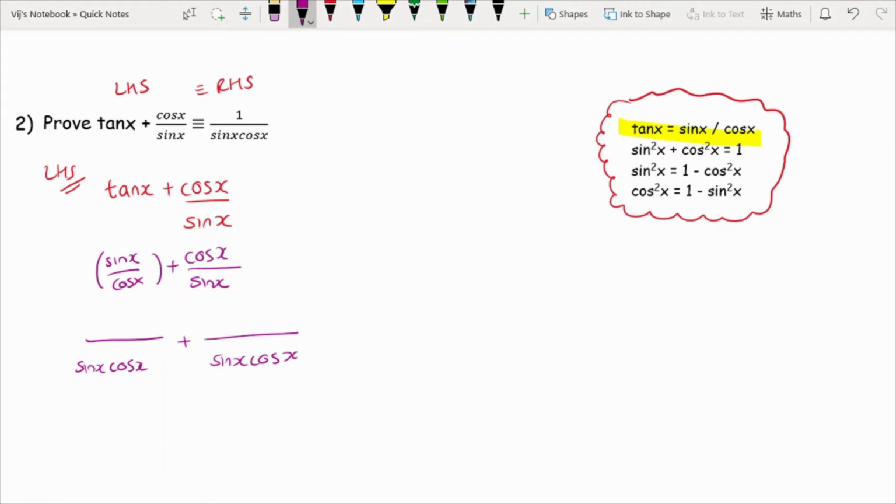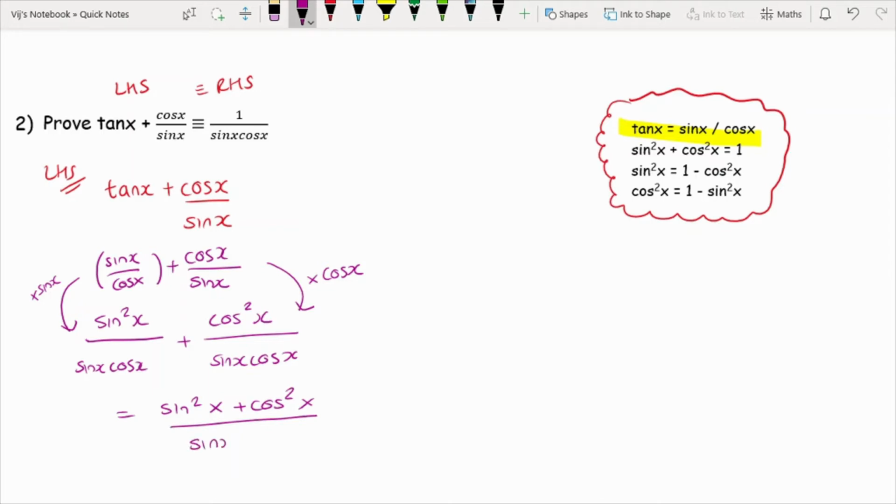To get this fraction to have that denominator, I need to multiply it by sin x. And to get the second fraction to have the denominator of sin x cos x, I need to multiply it by cos x. So what I've got is sin squared x and cos squared x, which, if I join those two fractions together, gives me sin squared x plus cos squared x all over sin x cos x.